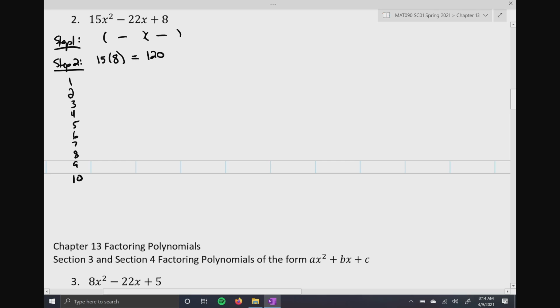I'm going to write 1 through 10 in a column. And then all I'm going to do is use a calculator if I need to, and I'm going to find those factors. I know 1 times 120 is 120. I know 2 times 60 is 120. I know 3 times 40 is 120. I know 4 times 30 is 120. Okay. 5, I forget what 5 is.